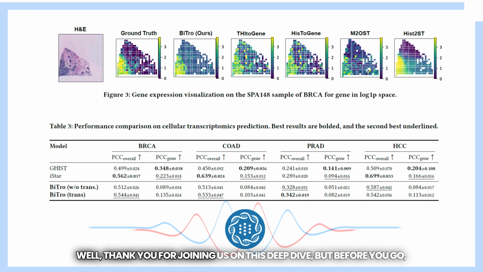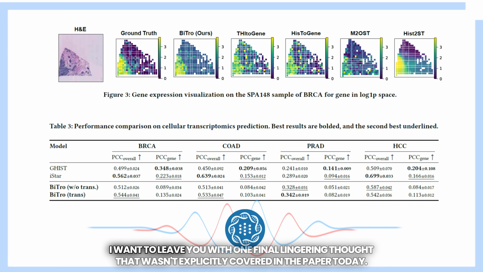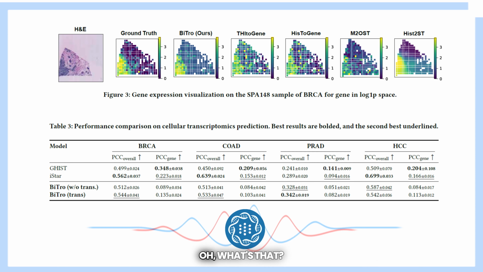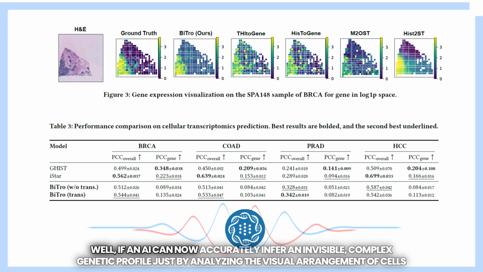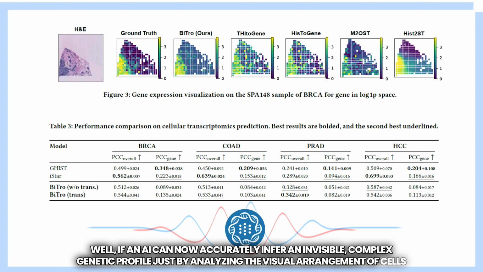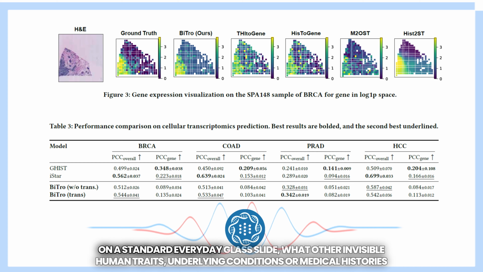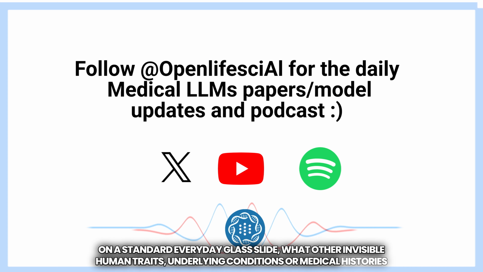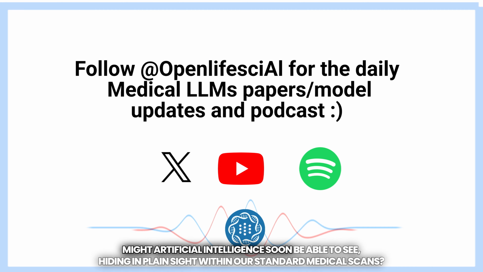Yeah. Well, thank you for joining us on this deep dive. But before you go, I want to leave you with one final lingering thought that wasn't explicitly covered in the paper today. Oh, what's that? Well, if an AI can now accurately infer an invisible, complex genetic profile just by analyzing the visual arrangement of cells on a standard, everyday glass slide, what other invisible human traits, underlying conditions, or medical histories might artificial intelligence soon be able to see hiding in plain sight within our standard medical scans?